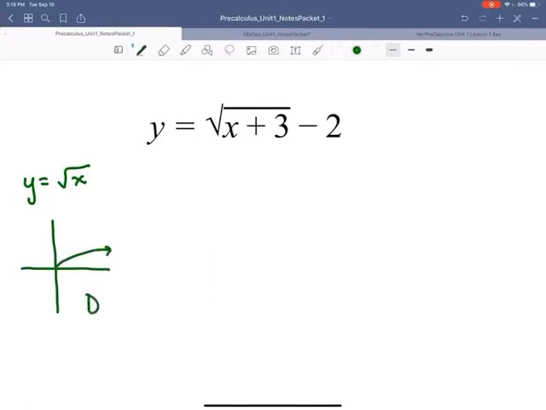The domain is all the non-negative reals, and the range is also all the non-negative reals.